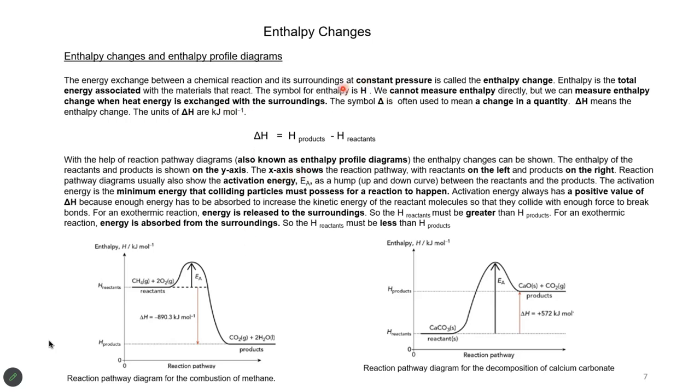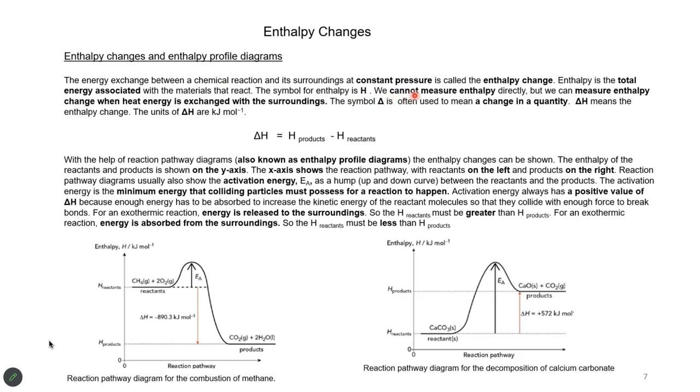Mind this: the surroundings we have been talking about should be at constant temperature and constant concentration. So what is the enthalpy change? The energy exchange between a chemical reaction and its surroundings at constant pressure is called the enthalpy change. Enthalpy is the total energy associated with the materials in the reaction. The symbol of enthalpy is H.